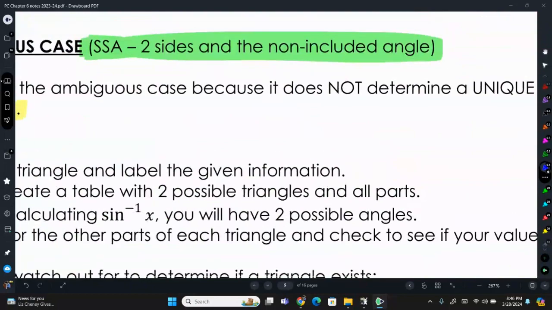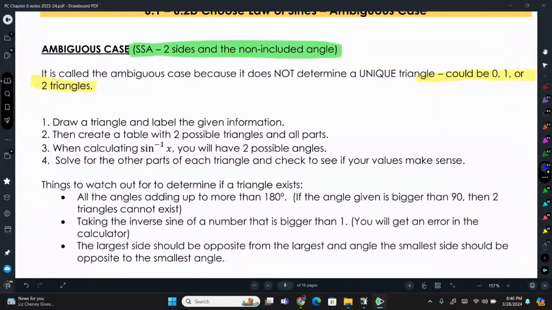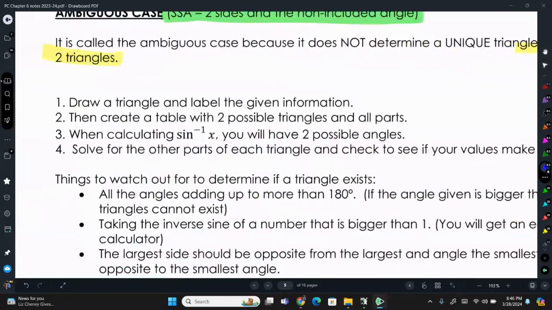In today's stuff, because we have two sides and a non-included angle, we don't know if that third side is the longest side or the shortest side or in the middle, so we have to account for both situations. So we're going to do a little bit the same thing we did yesterday. Draw a triangle and label the given information, but then we're going to create a table with two possible triangles, and we're going to find all of the parts. And again, when you're doing the inverse sine, you have two possible angles.